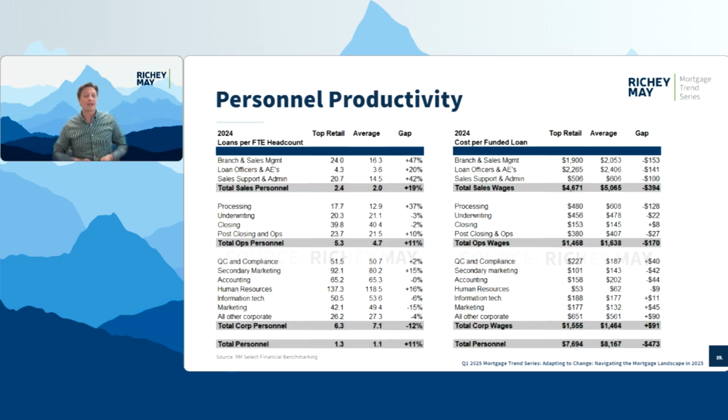And on the topic of productivity, here's another good chart when it comes to looking at your performance as a top performer versus the average. So on this left-hand side, we are looking at loans per FTE. And so these are monthly averages. If we look at this total sales personnel.